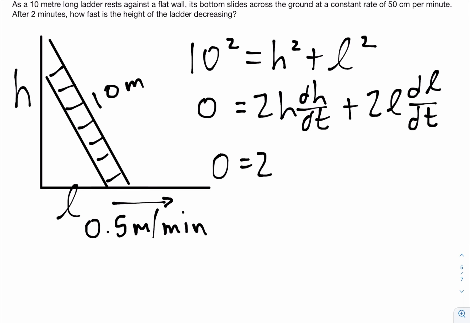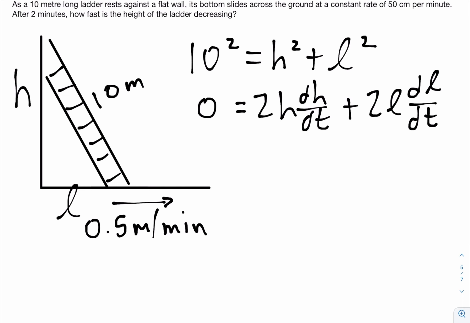let's see here. Let's see, how could we solve this? Oh, okay. So this is a bit of a trickier one. We're not innately given specific values right away. So they say that it's going to the right at 0.5 meters per minute. And then it's also asking us after 2 minutes how fast is the height of the ladder decreasing.